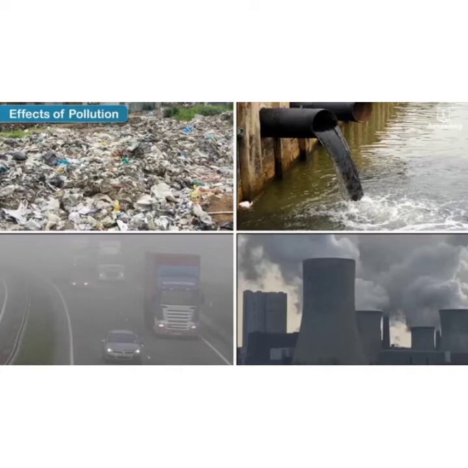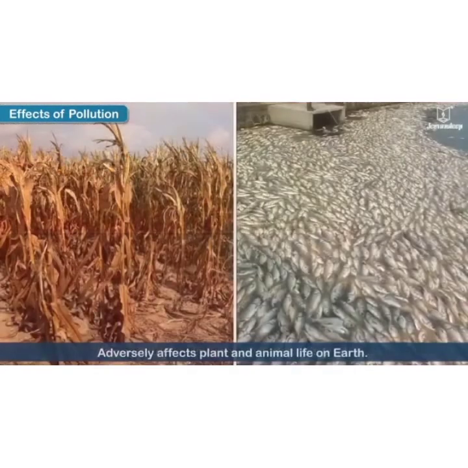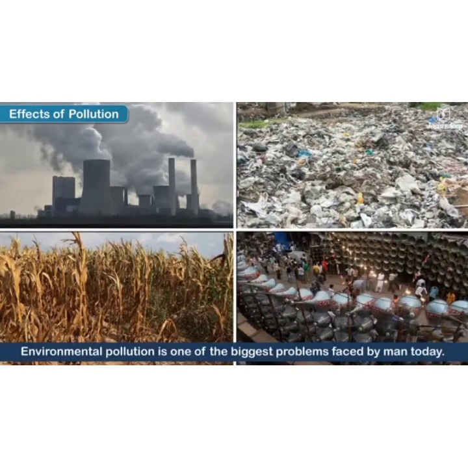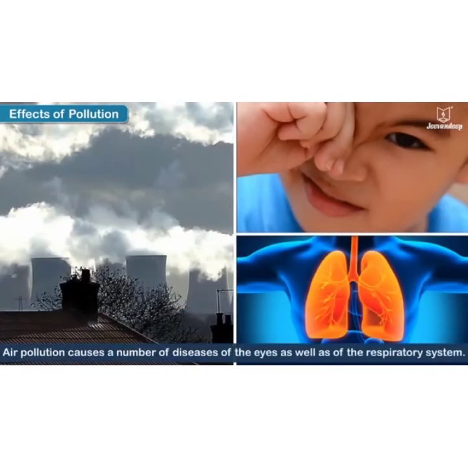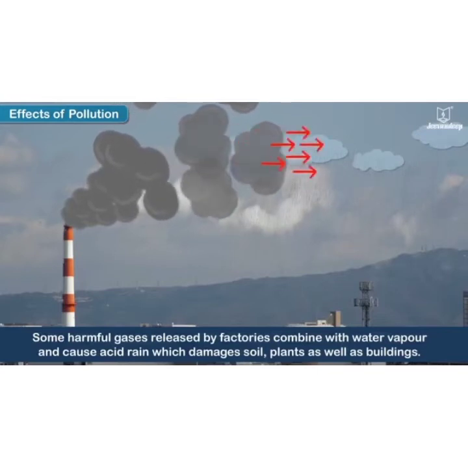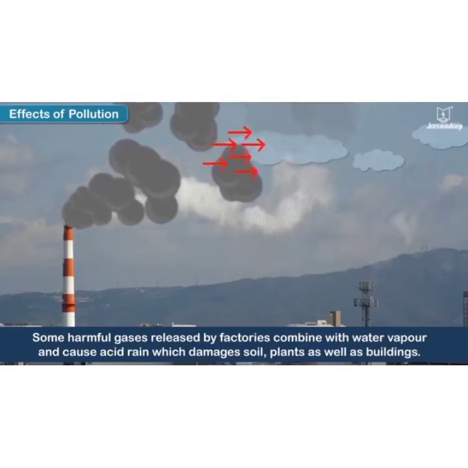Effects of pollution. Pollution damages the environment, whether it is land, water, or air. It adversely affects plant and animal life on Earth. Environmental pollution is one of the biggest problems faced by man today. Here are some ill effects of pollution. Air pollution causes a number of diseases of the eyes as well as of the respiratory system. People living in industrial areas often suffer from breathing problems. Some harmful gases released by factories combine with water vapor and cause acid rain, which damages soil, plants as well as buildings.